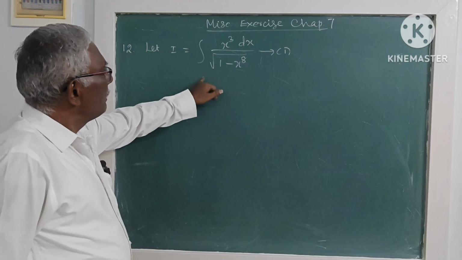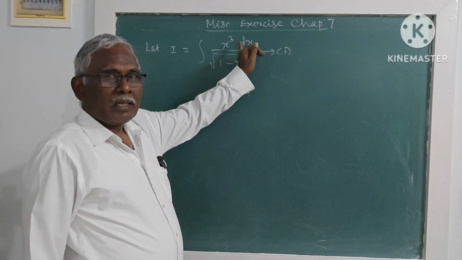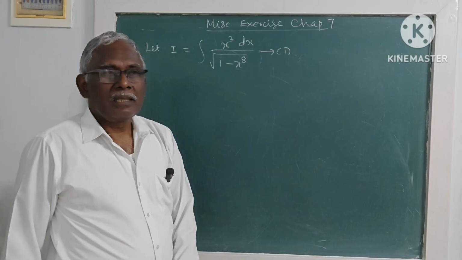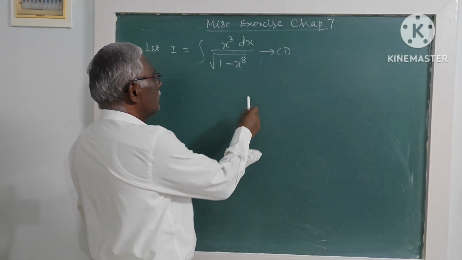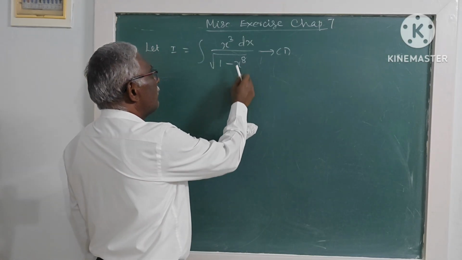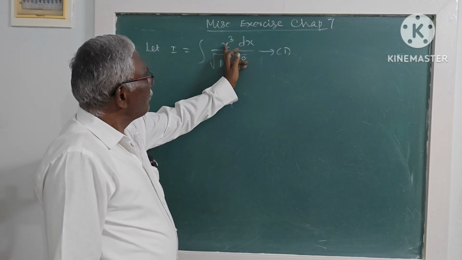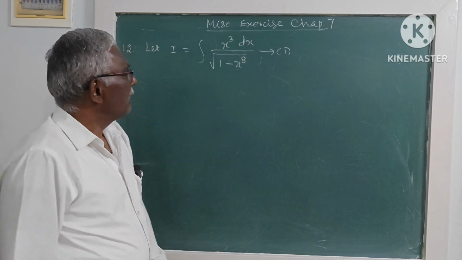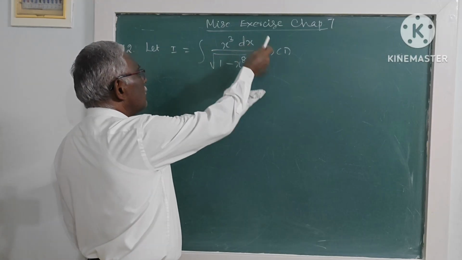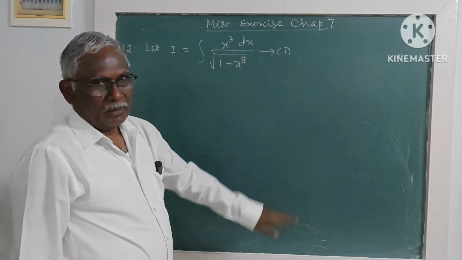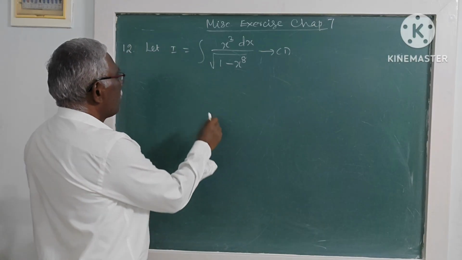Here we have to evaluate this integral. x cube is there in the numerator, 1 minus x power 8 is there in the denominator. So by taking x power 4 as y, 4x cube dx becomes dy. This will reduce us to the standard form of integral dx by square root of a square minus x square form.